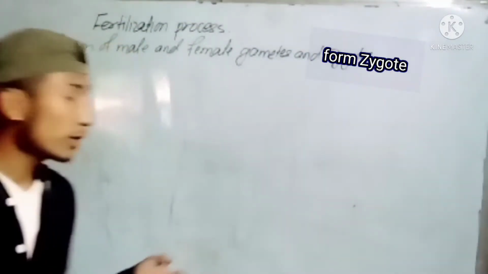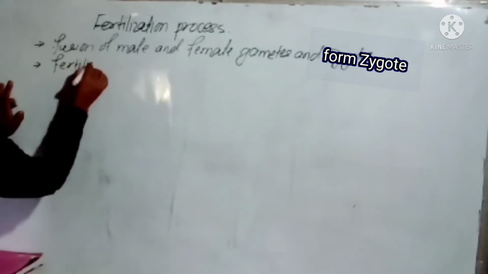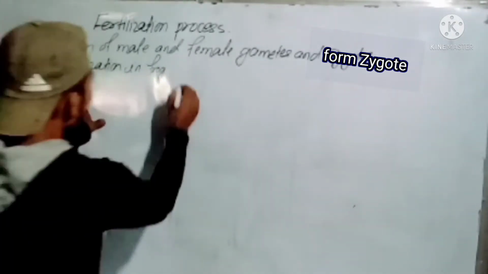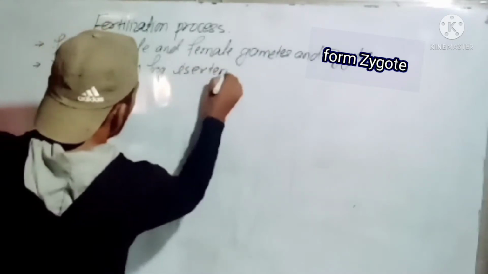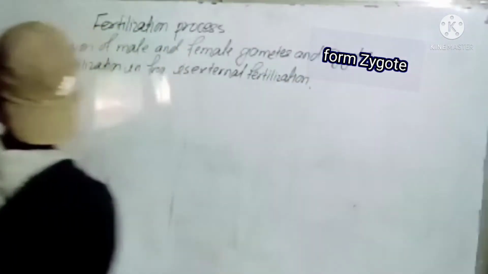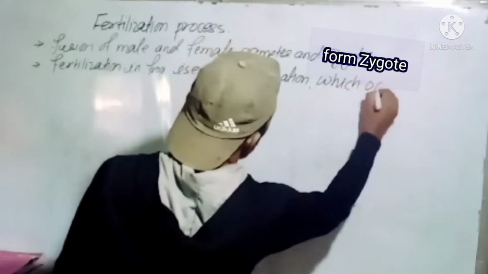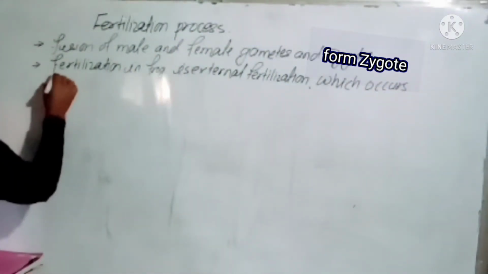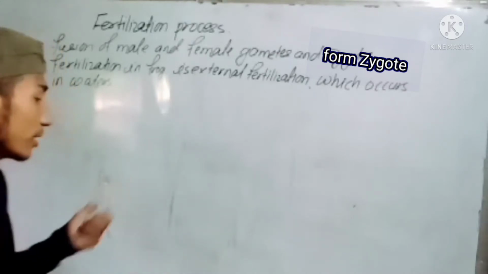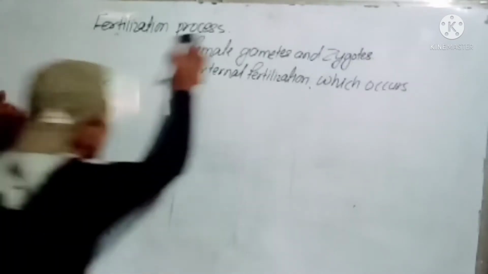But in this video we are going to discuss fertilization in frog. Fertilization in frog is external fertilization. External fertilization takes place in frog, which occurs in water. This is the basic concept of fertilization in frog. Now we are going to discuss the mechanism of fertilization. Okay, you can note it.